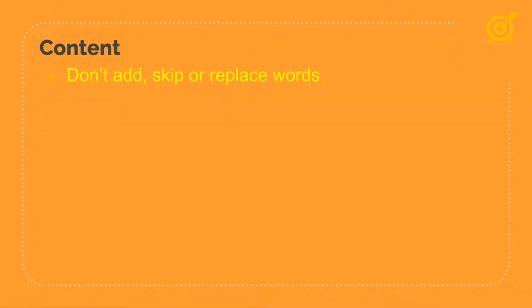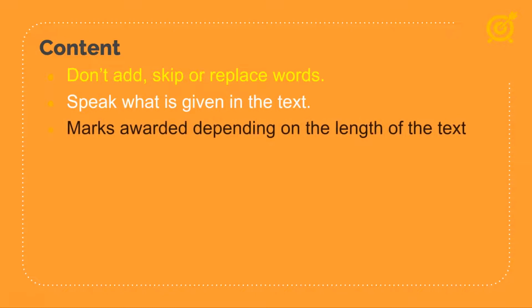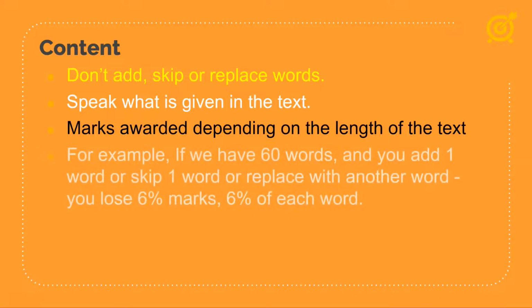You should speak what is given in the text. You get 40 seconds to prepare well, so don't add, skip, or replace any words. You get points depending on the length of the text and how many mistakes you make. For example, if there are 60 words in the text and you add, replace, or skip one word, you lose 6% marks straight away for each wrong word.